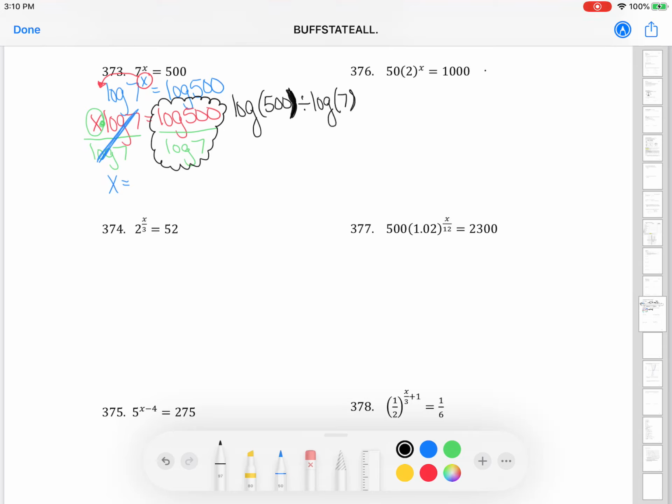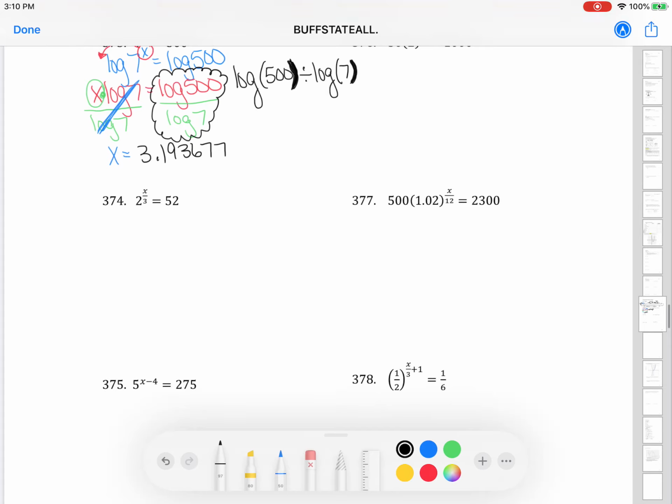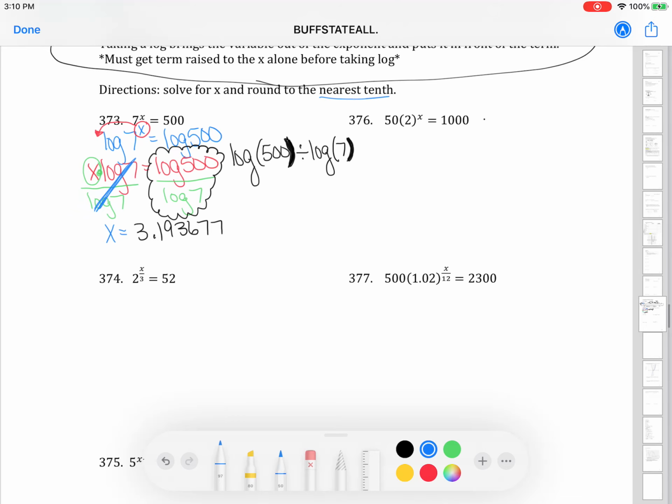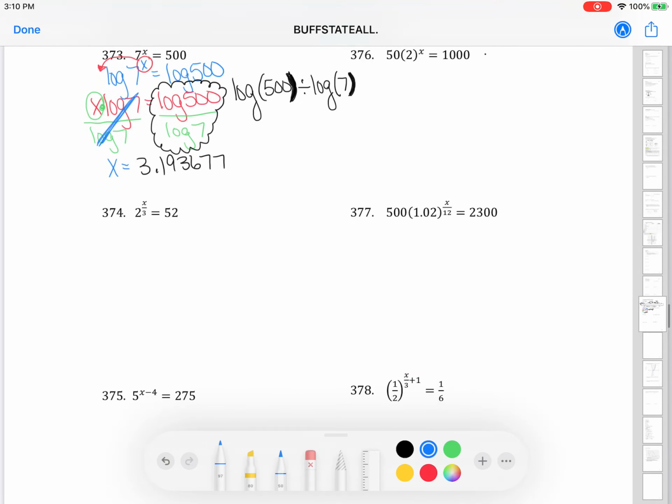Type in divided by, hit the word log again. It opens up parentheses for you. Hit 7 and then close your parentheses again. And press enter. This is the decimal that you should be seeing on your calculator. Again, yours might be a little bit longer. Remember, my calculator rounds a little early. As long as you have those first few decimal places, you're good to go. If you're not getting that, practice plugging it in your calculator again. And if you're still not getting it, please send me an email or come to office hours, okay?